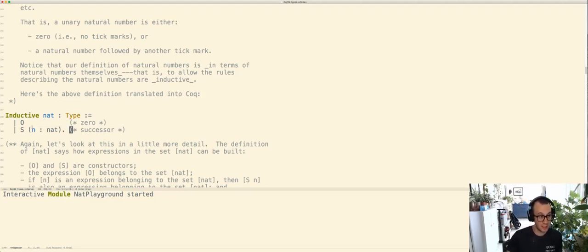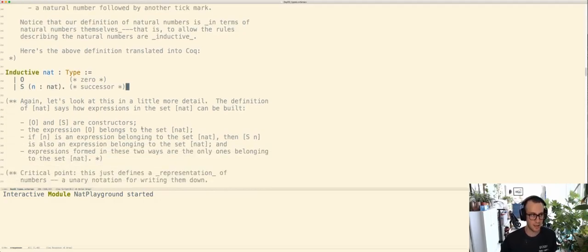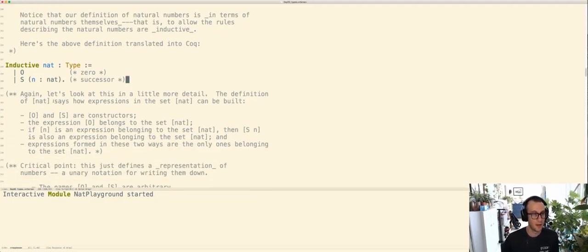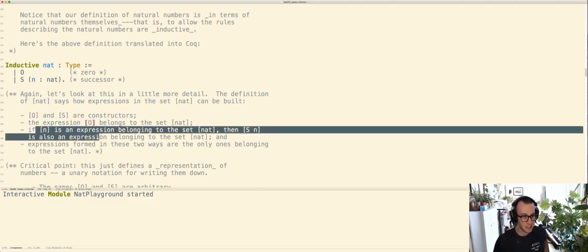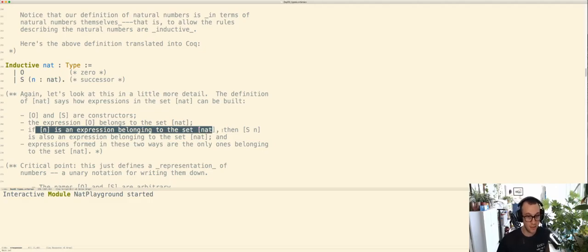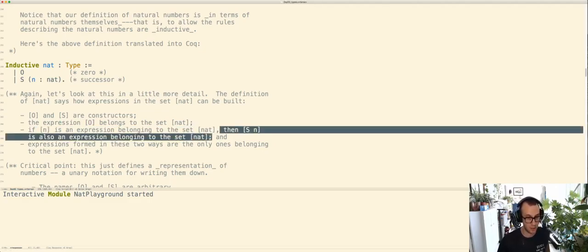Right? And then as we've already seen, nats are a compound type. So successor says, hey, you tell me the number you're the successor of. So let's summarize what this statement inductive nat says. Here's how expressions in the type nat can be built. 0 and S are the two constructors. 0, O, is just a thing in the set nat. If n is an expression belonging to the set nat, then S of n is also an expression belonging to the set nat. S applied to some nat gives us the successor of that.